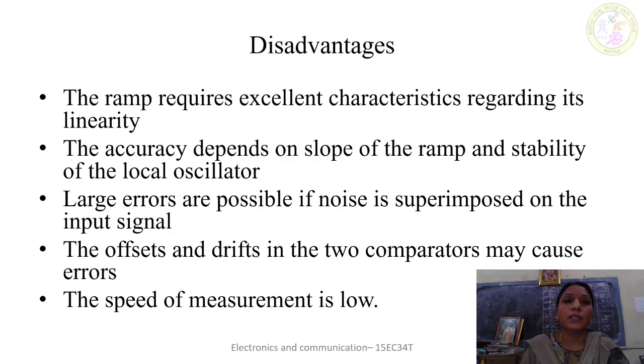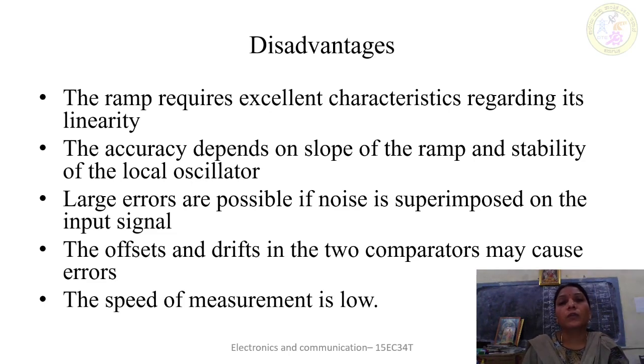So these are some disadvantages of ramp type DVM. The ramp requires excellent characteristics regarding its linearity. The accuracy depends on the slope of the ramp and stability of the local oscillator. Large errors are possible if noise is superimposed on the input signal. The offset and drift in the two comparators may cause errors. The speed of measurement is low.